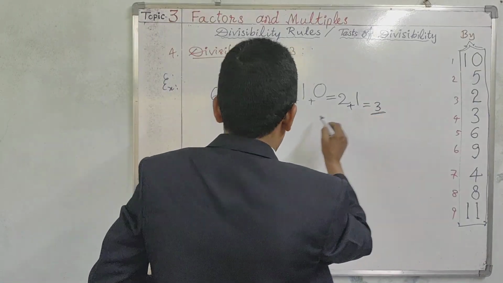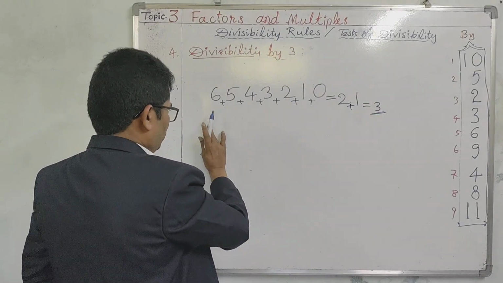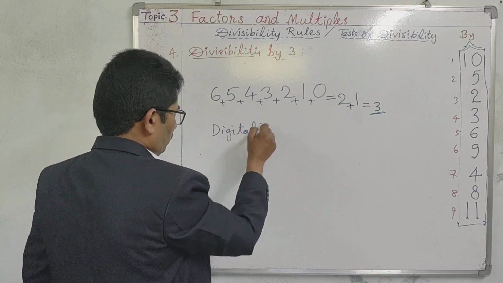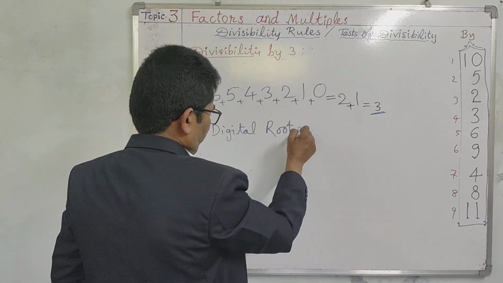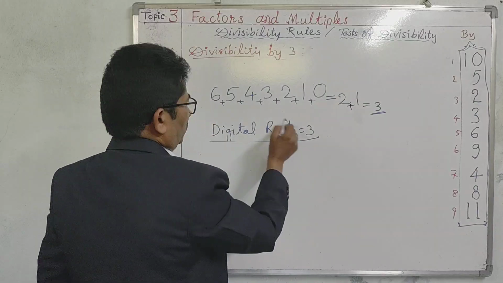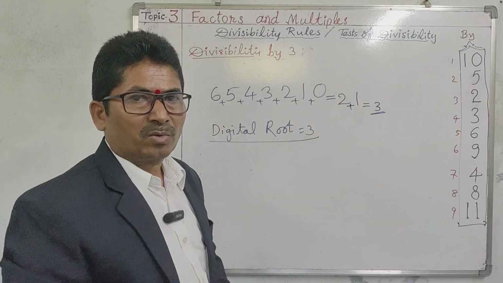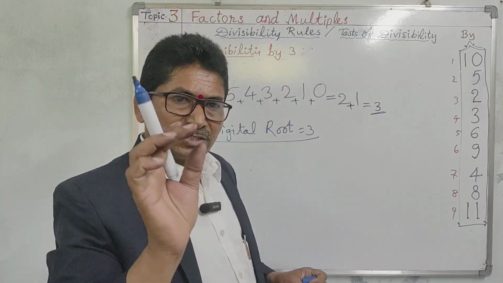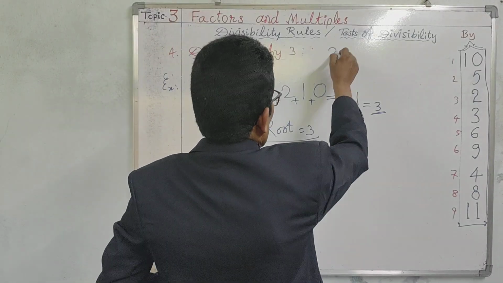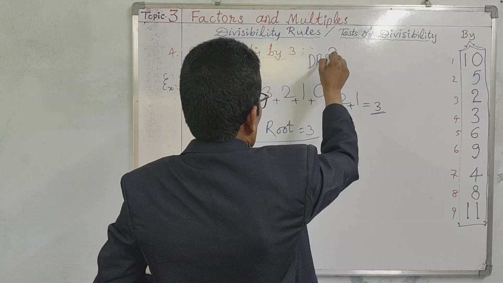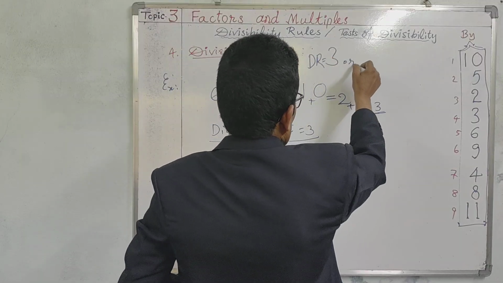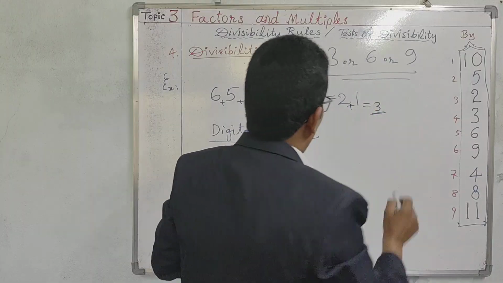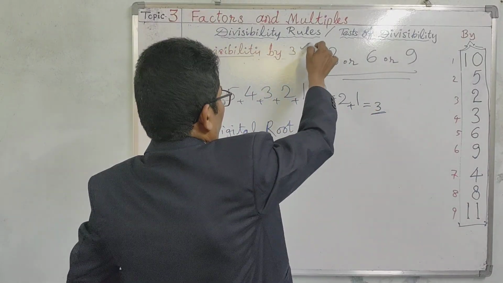So we got 3 here as the digital root. This single digit is called the digital root. The digital root of this number is 3. If the digital root of a number is 3 or 6 or 9, then the number is exactly divisible by 3.